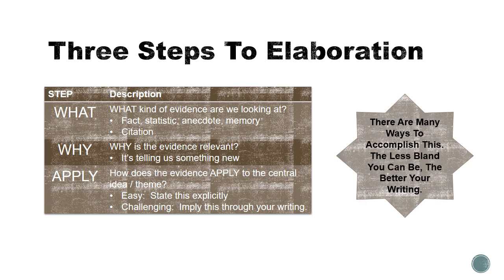My advice to you is this: there are many ways to accomplish these three steps: telling us what kind of information we're looking at, telling us why we're looking at that information, and telling us how it applies to ourselves. You can do it just like a check, check, check. I did this, I did this, I did this, and it's fine, but it's boring. The less bland you can be and the less you do it like a checkbox, the better your writing's going to be.